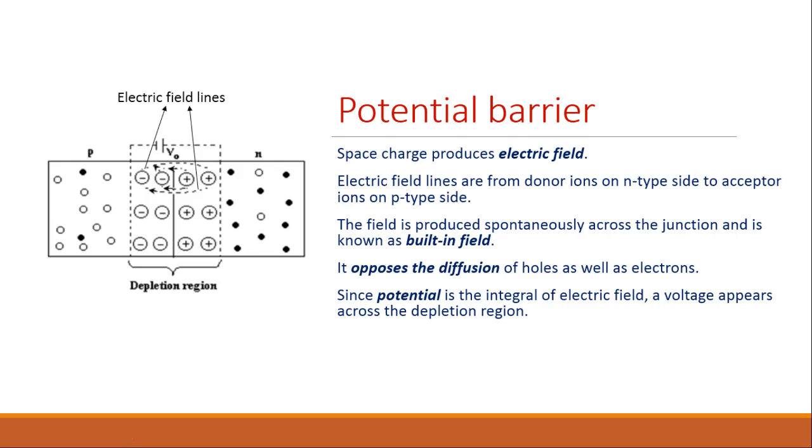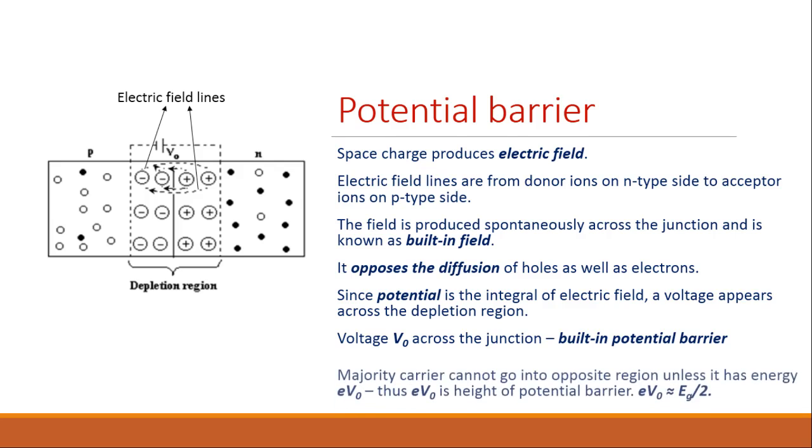Now, since potential is the integral of electric field, a voltage appears across the depletion region. This voltage is shown by the dotted lines across the depletion region. This voltage is denoted by capital V suffix 0. Voltage V0 across the junction is known as the built-in potential barrier or internal potential barrier, IPB in short.